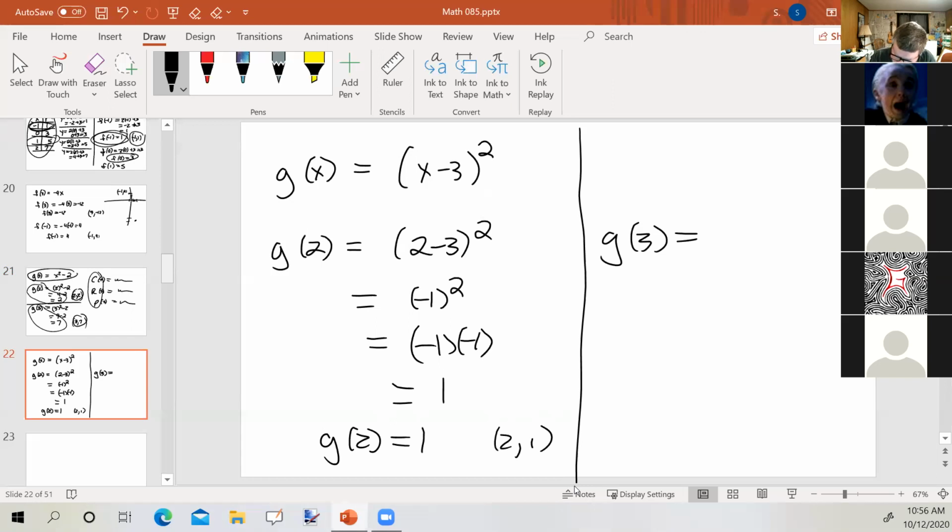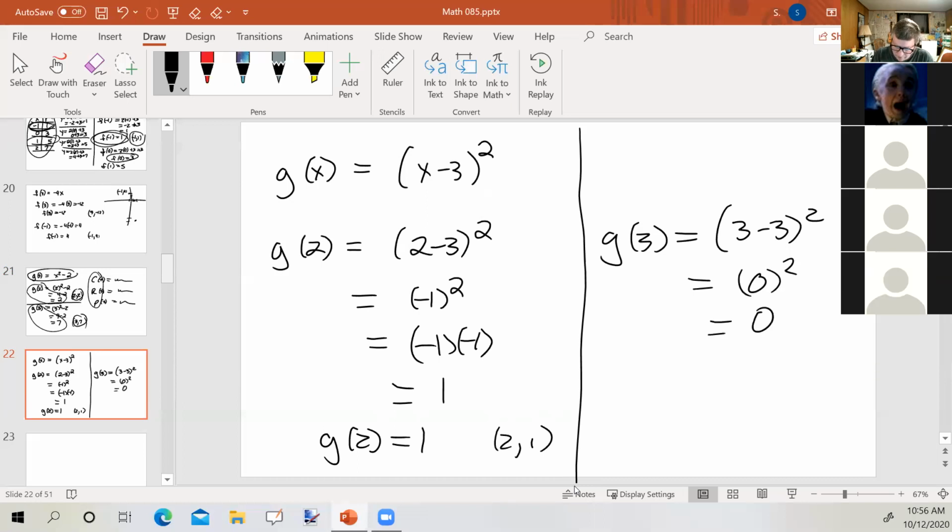G of 3 equals, parentheses, 3 minus 3, the quantity squared. Order of operations, inside the parentheses first, 3 minus 3 is 0. 0 squared is 0. So g of 3 equals 0, which corresponds to the ordered pair 3, 0. Any question there? Righty.